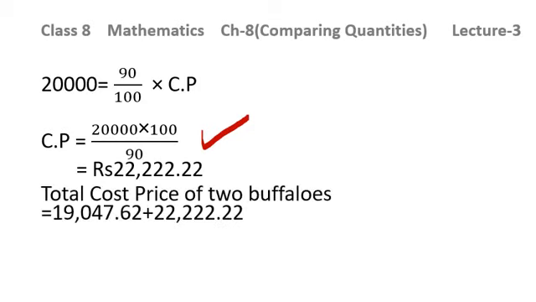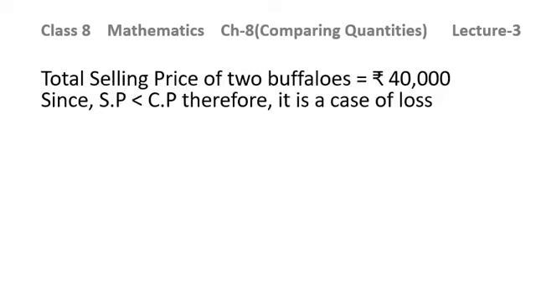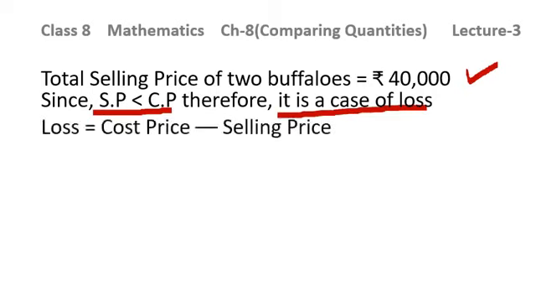In the second case, now the total cost price of 2 buffaloes. In the previous case, this was the CP. In this case, this is the CP. So we need to find the total cost price. Adding these two, you will be getting 41,269.84. So total selling price of 2 buffaloes is 40,000, as it was given in the question. Since SP is less than CP, or CP is greater than SP, it is a case of loss. So loss is given by CP minus SP.